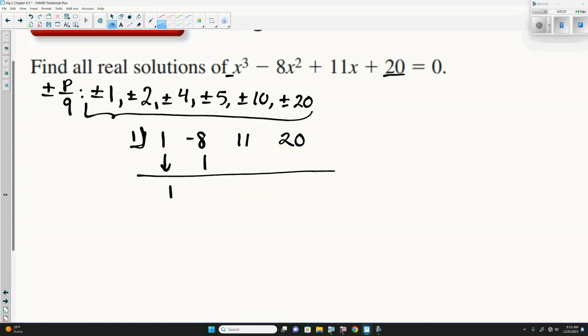Well, 1 times 1 is 1. Negative 8 plus 1 is negative 7. 1 times negative 7 is negative 7. 11 plus negative 7 is 4. 1 times 4 is 4. And 20 plus 4 is 24. So the remainder for this one here is 24. So it's not 0, which means 1 is not a solution. It has to be 0 to be a solution. Okay, well, now we can erase all that there.